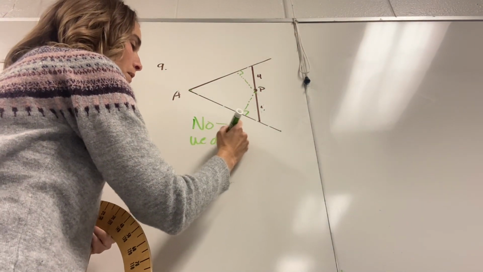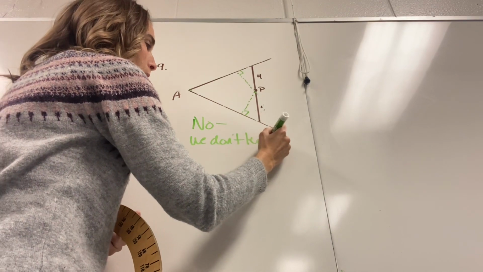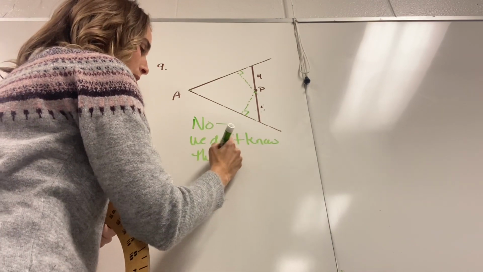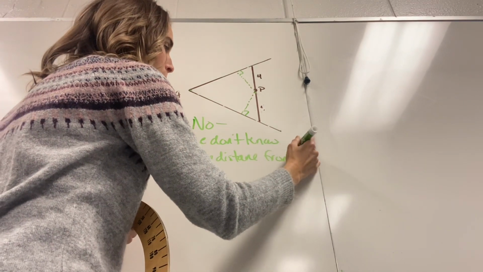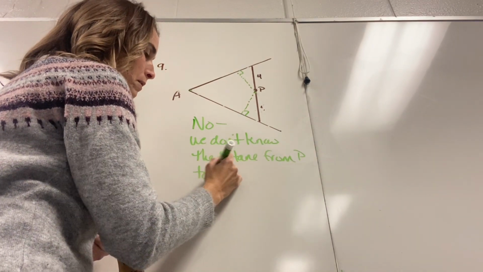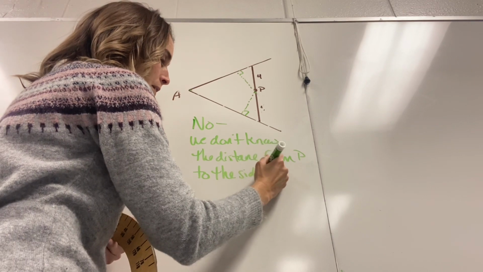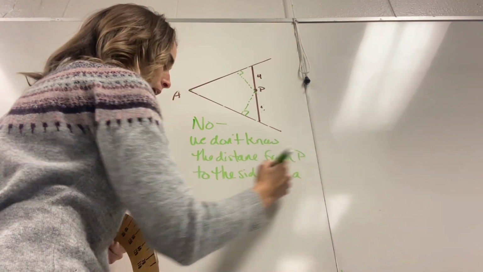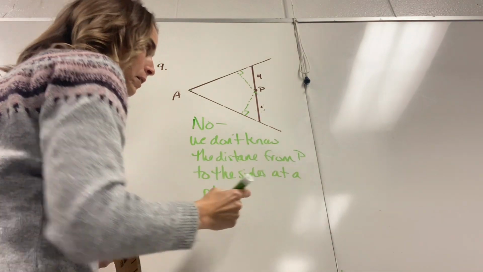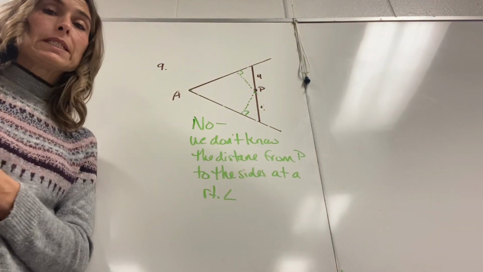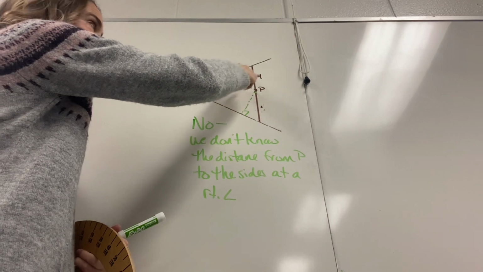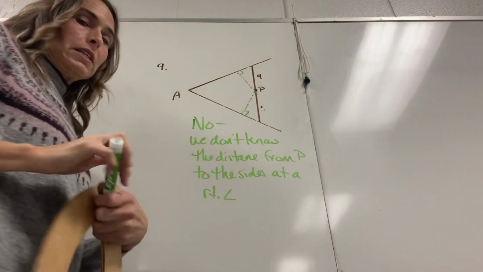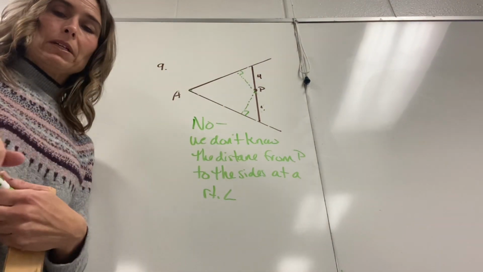We don't know the distance from P to the sides at a right angle. All right, so we must measure equidistance from that point to the side where that meets at a right angle. If it's not meeting at a right angle, then we can't use it. All right, so that one, the answer to number 9 is no.